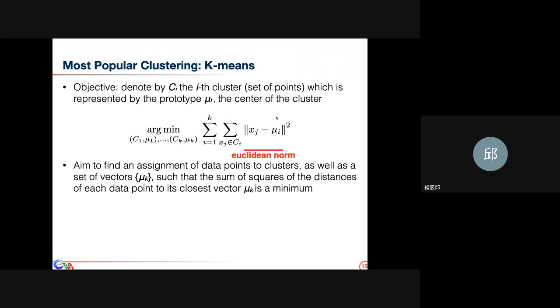And I believe you have learned something on such a clustering algorithm in the first half of this machine learning course, sorry.